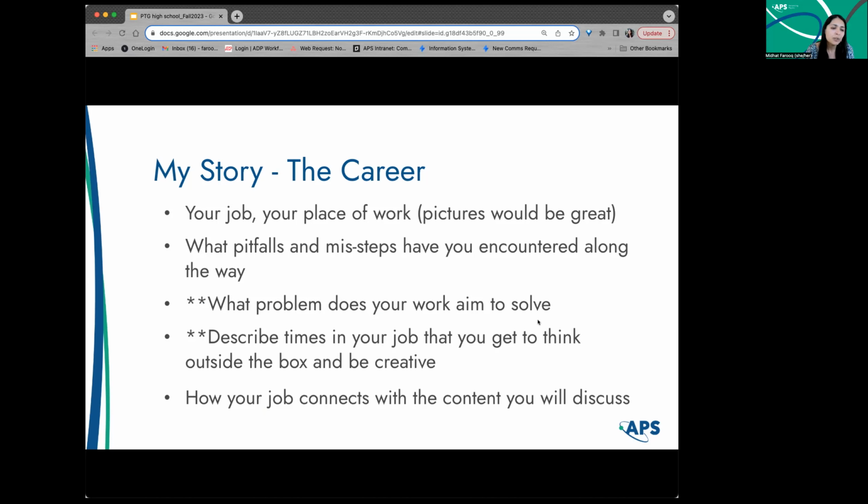And then moving into what problem your work aims to solve. So sort of zooming out of your research or your day-to-day work and talking about the big picture to help them understand how it relates to physics or how it relates to the real world. Maybe describe times in your job where you get to think outside the box and be creative to get them excited about this type of work. And how your job connects, if possible, with the content that you're there to discuss, the specific topic that the teachers invited you to talk about.